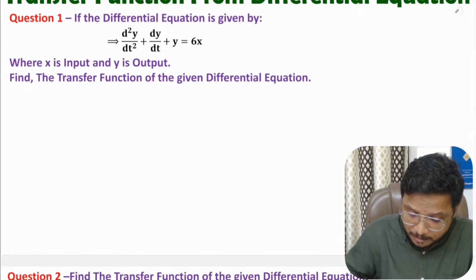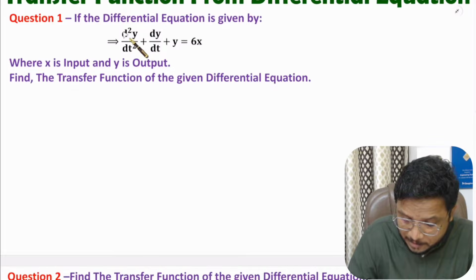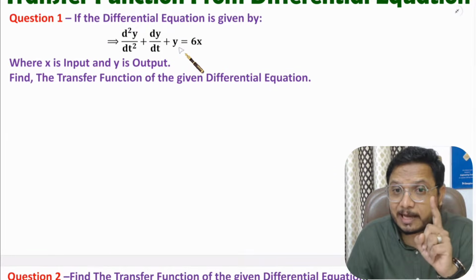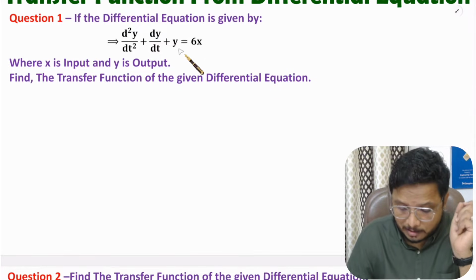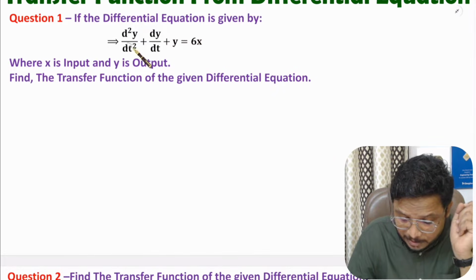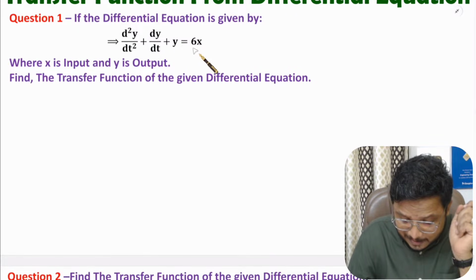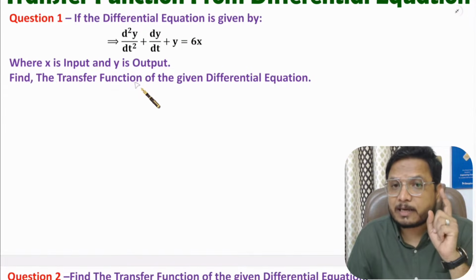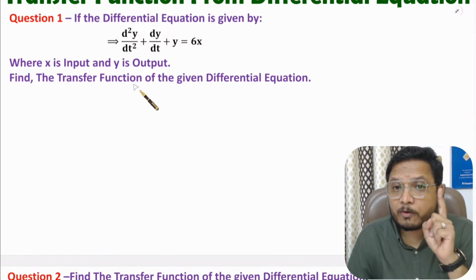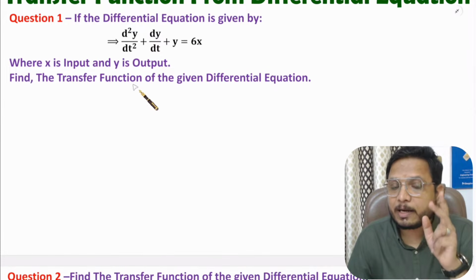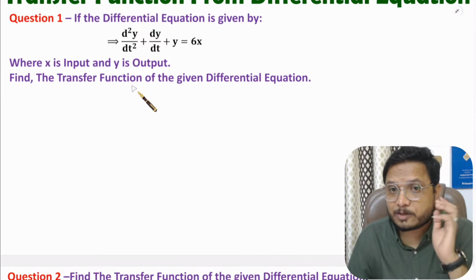See, in first question, we have been given a differential equation. This differential equation is in time domain, in which x is input and y is output. We need to identify transfer function. Transfer function is a ratio of output to input in frequency domain. Here I will identify transfer function in Laplace domain.